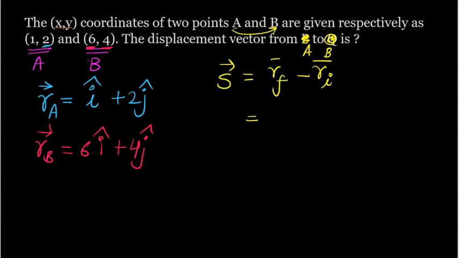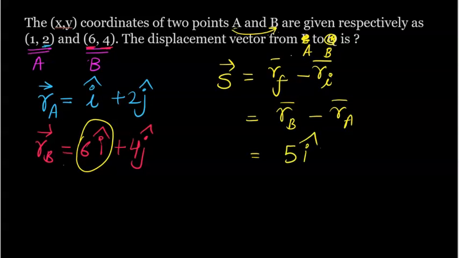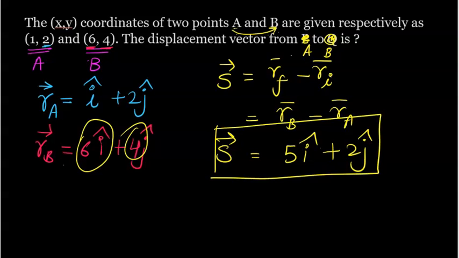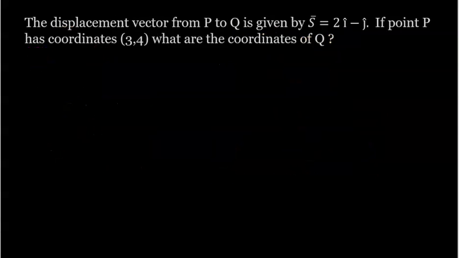So from A to B, what will be the displacement vector? So coordinates of B minus coordinates of A, or position vector of B minus position vector of A. So if we do this, what we will get? RB bar minus RA bar. So component wise you subtract this. So if I subtract 1 from this 6, I will get 5 i cap. And if I subtract 2 from this 4, I will get 2 j cap. So this is the answer. The displacement vector is 5 i cap plus 2 j cap. Let's go to the next question.